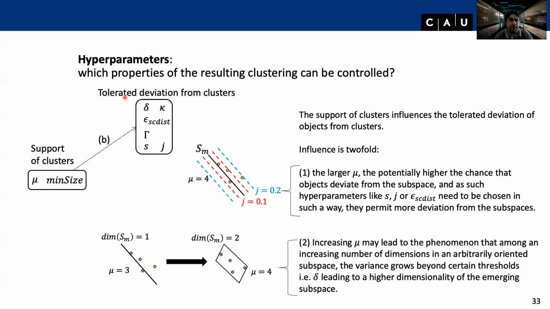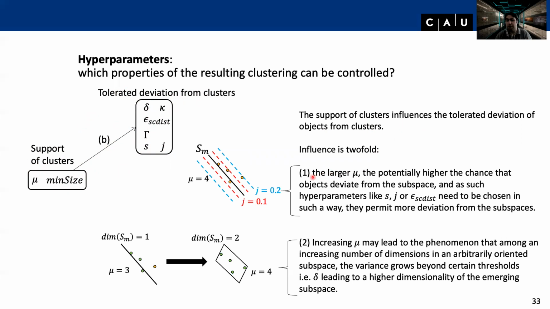Then we have hyperparameters which affect the support of a cluster, like mu and min size, and the tolerated deviation from clusters. So we have a relation between these two sets of parameters. For tolerated deviation, we have delta, kappa, gamma, S or J from CACH, for instance. So how are they related? Well, the support of clusters influences the tolerated deviation of objects from a cluster. And this influence is of twofold nature.